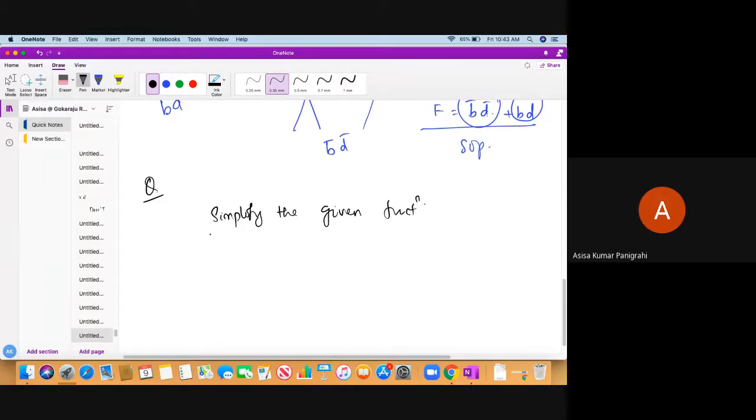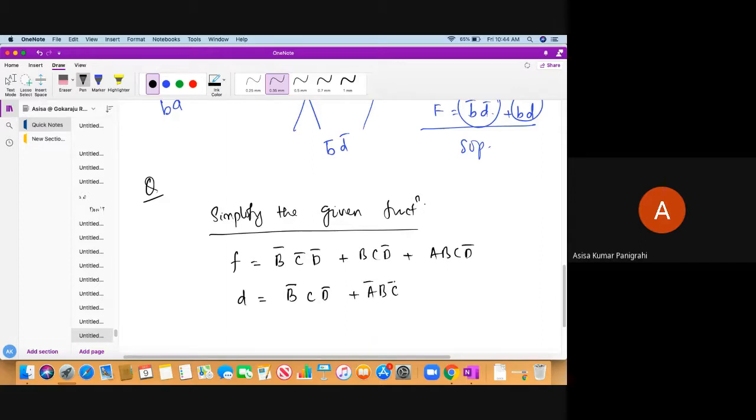Obviously the function is given here: F is B bar C bar D bar, plus B C D bar, plus A B C D bar, and D, don't care, is given also as a function: B bar C D bar, plus A bar B C bar D. So what is asked here? Simplify the given function. You have to simplify this given function.